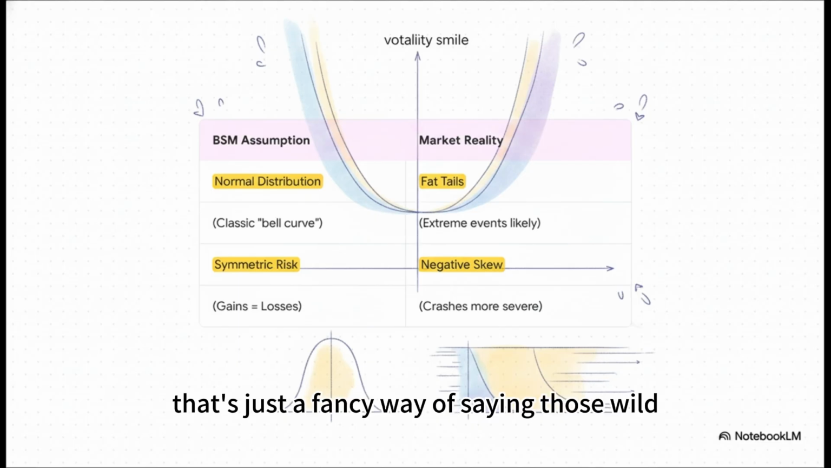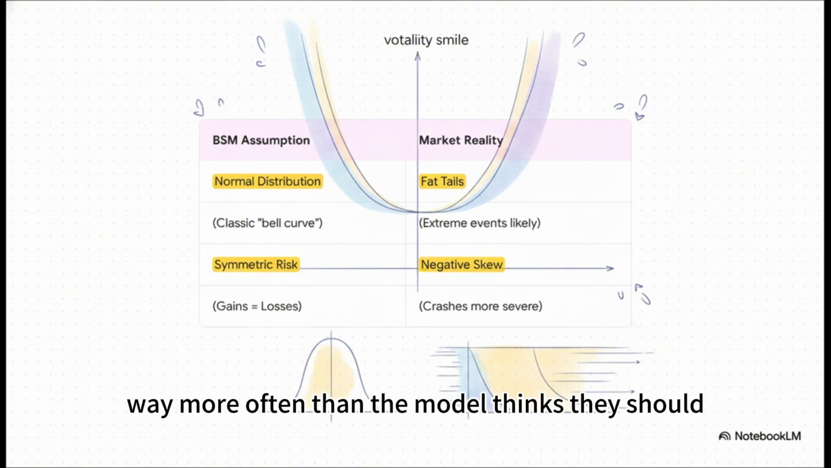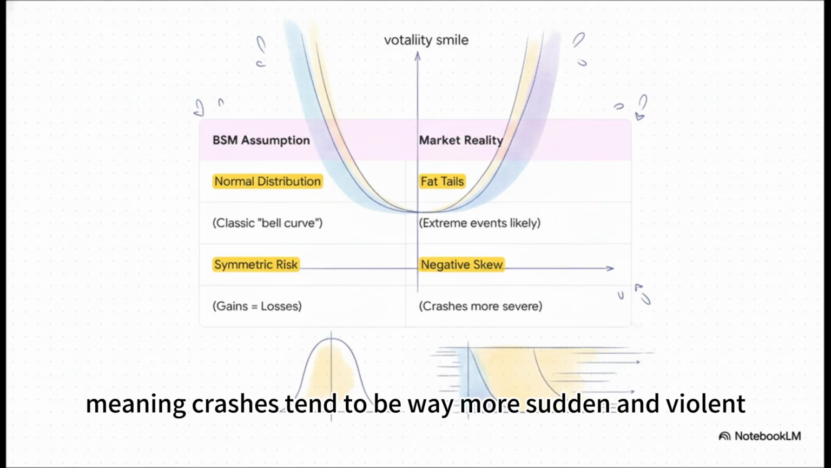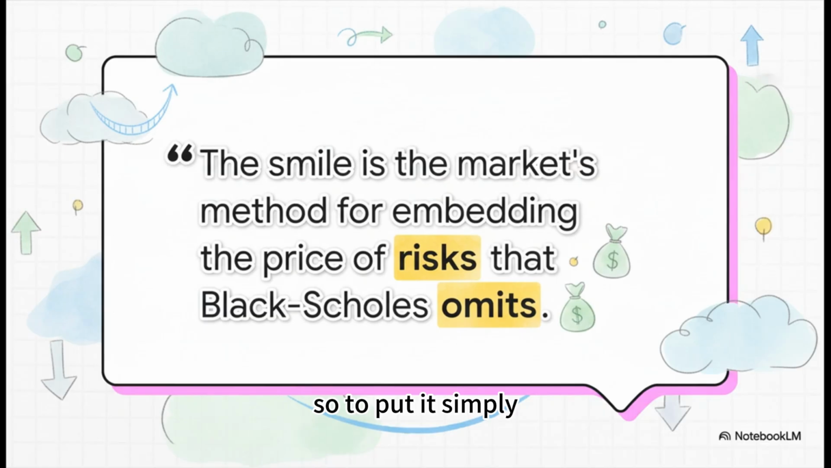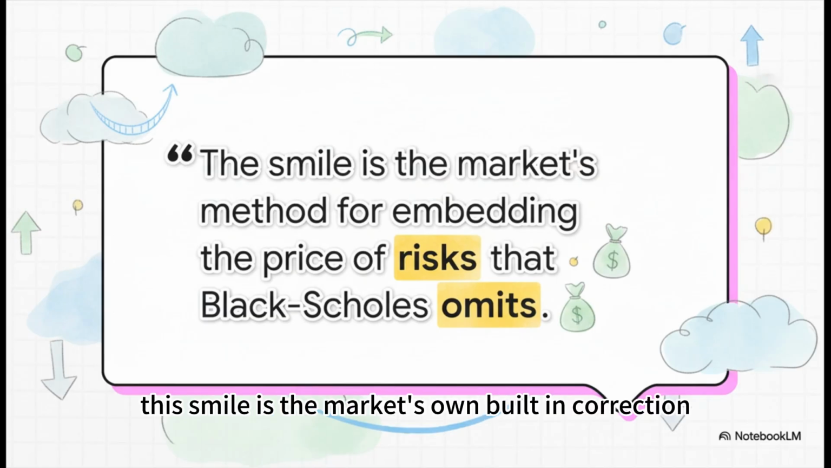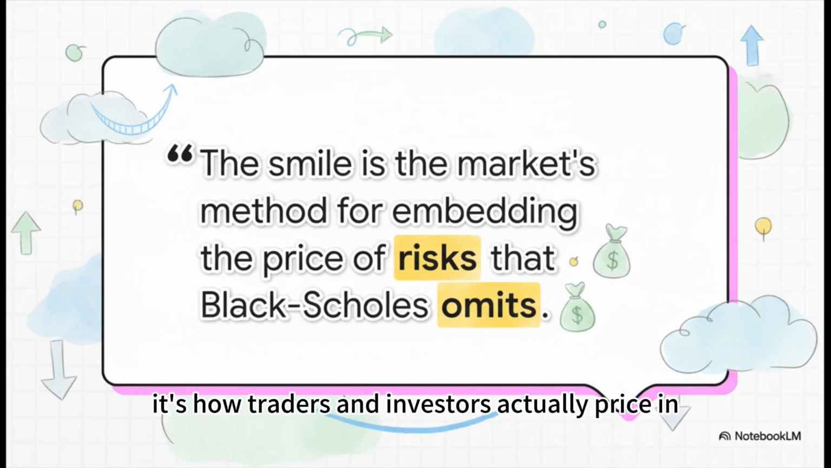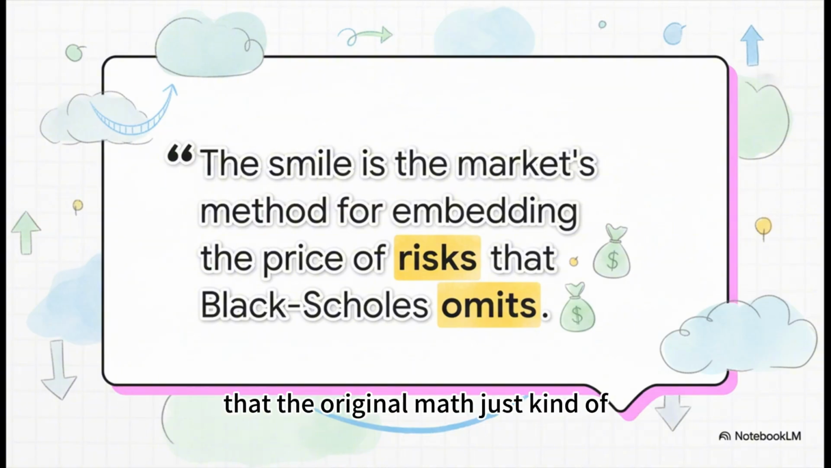That's just a fancy way of saying those wild, black swan events happen way more often than the model thinks they should. Plus, the market has a negative skew, meaning crashes tend to be way more sudden and violent than those huge rallies to the upside. So, to put it simply, this smile is the market's own built-in correction for the model's blind spots. It's how traders and investors actually price in the very real risk of those sudden drops and crashes that the original math just kind of pretended didn't exist.